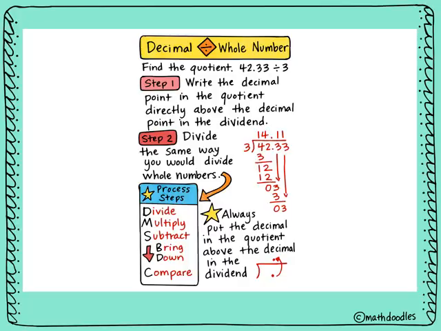Okay. So always put the decimal point in the quotient above the decimal in the dividend. So you should have a decimal point inside of the division house and on top of it so you can make sure everything is lined up.